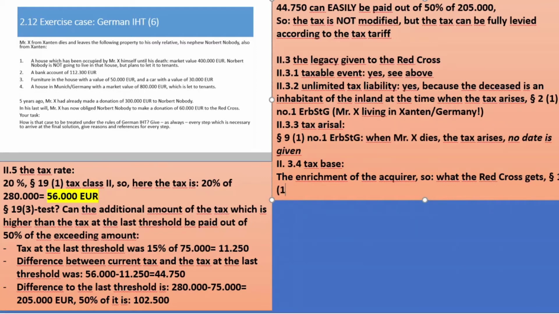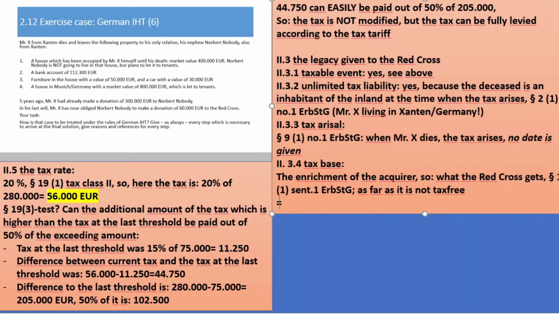10(1), sentence 1, but only as far as it is not tax-free, and so we would have to check the tax exemptions.